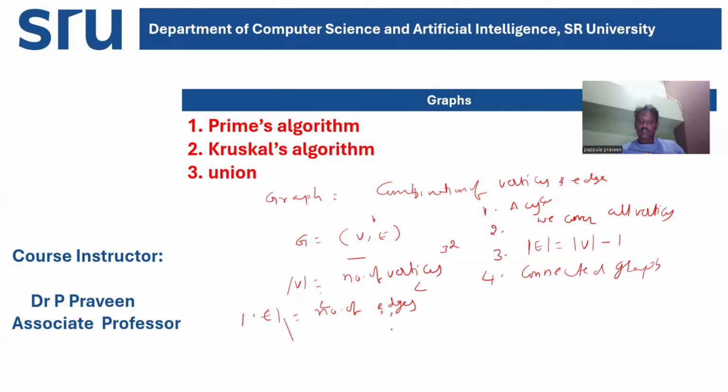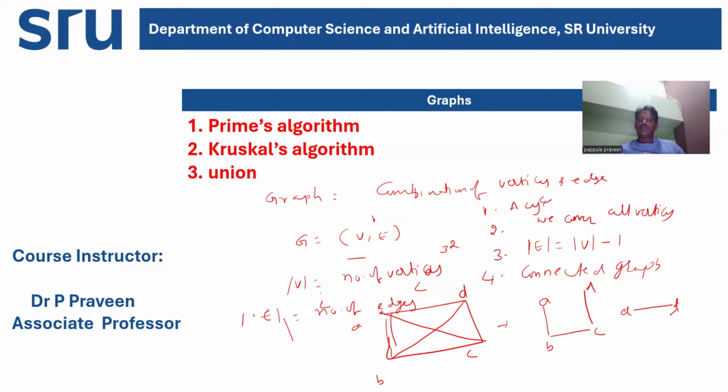For example, this is the graph with vertices A, B, C, D. Now we have to create the spanning graph. We start with A to B, B to C, C to D. This is a spanning graph. And we start with A to D, D to B, B to C. This is also a spanning graph. And A to C, C to B, and B to D. This is also a spanning graph.